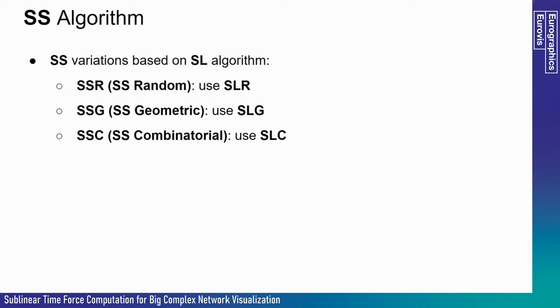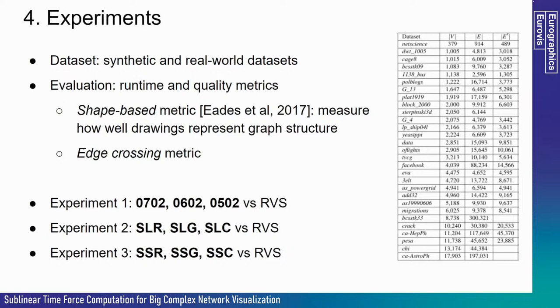We further present three SS variations based on the SL algorithm used to draw G prime. SSR uses SLR, SSG uses SLG, and SSC uses SLC. To evaluate the SL and SS algorithms, we perform experiments using a mix of synthetic and real-world datasets presented in the table here, and we evaluate them based on runtime and quality metrics.